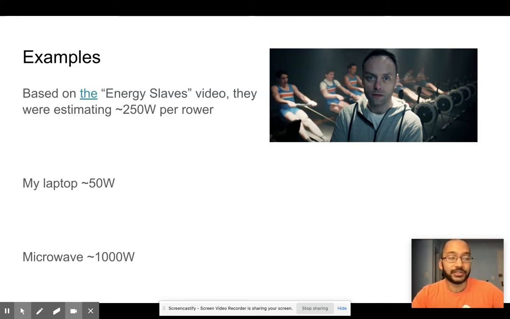Another example, I measured it. My laptop is roughly 50 watts, ranging from 40 to 50 something, depending on the processing, like what I'm doing on the laptop. And a microwave, I looked it up. My microwave is about 1,000 watts. You can search up the owner's manual maybe, or it might be in the specs. Okay, so those are some examples of power.